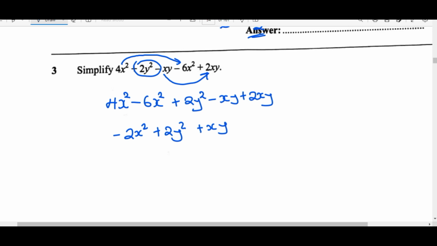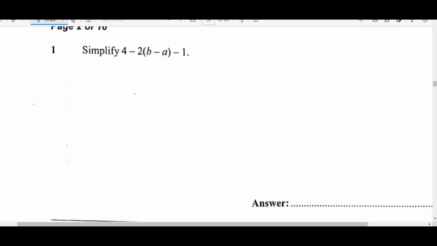Or you can write it to say 2y squared minus 2x squared plus xy. Then you are done. You are done like that.